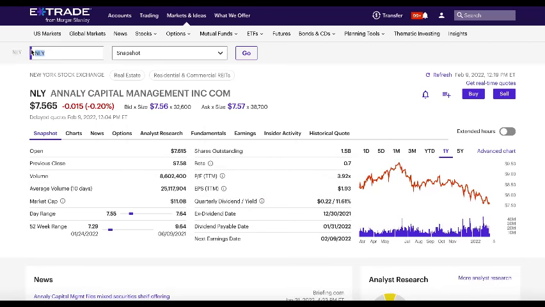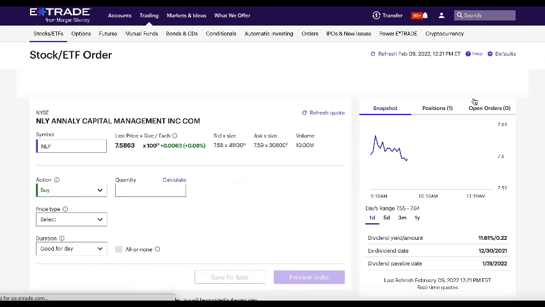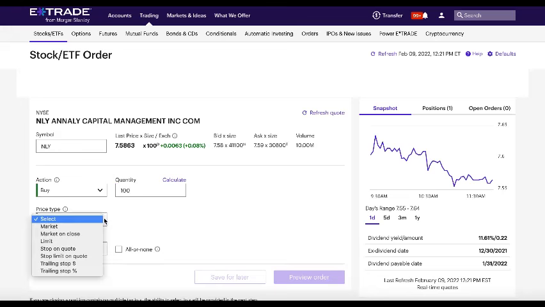Let's buy 100 shares of ticker symbol NLY, Annaly, because it's a great dividend stock and, in my opinion, it is undervalued. Type in the ticker symbol under symbol and press buy at the right-hand corner. Under action, click buy. Quantity 100. Price type limit, which is the maximum price you're willing to pay for one share.